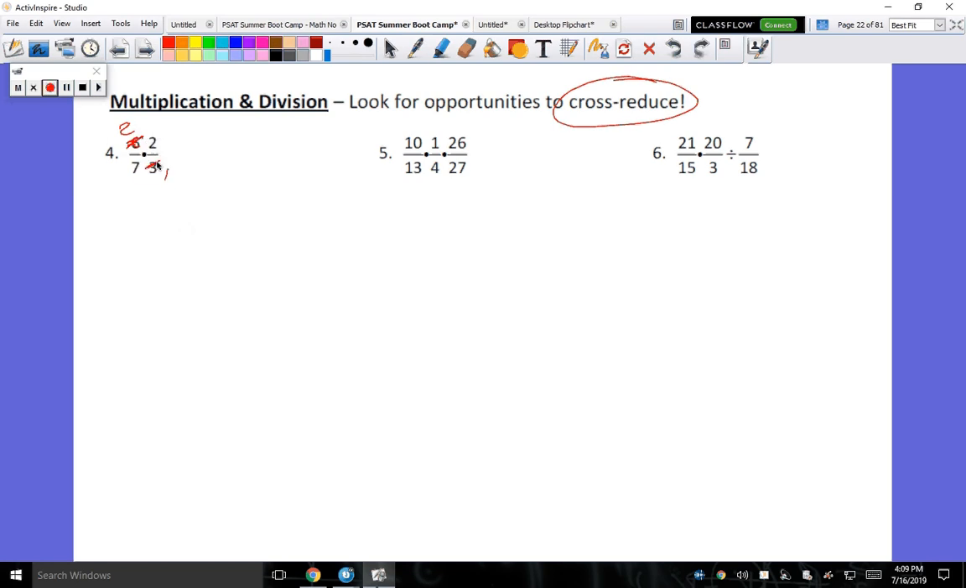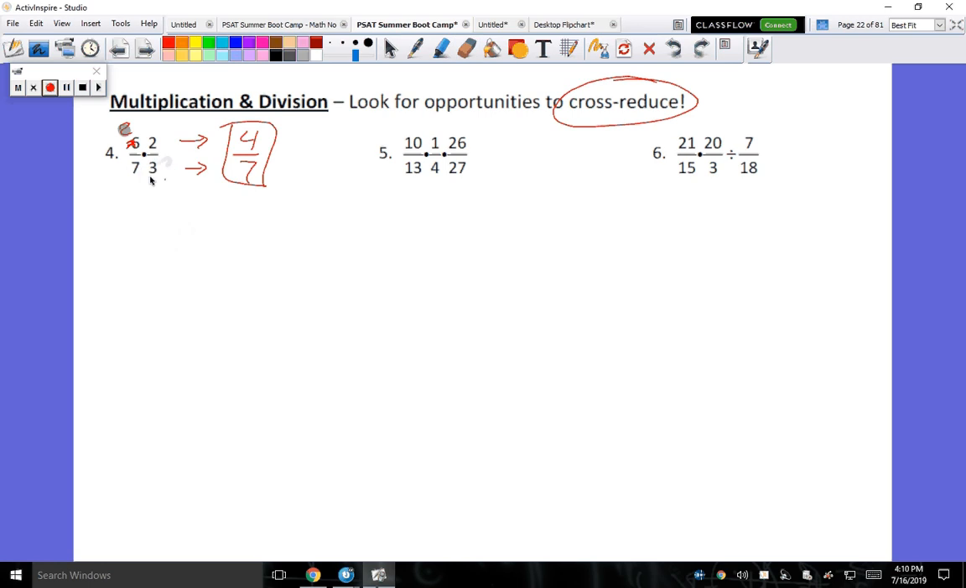So now I have, whoops, I didn't want that. Now I have 4 numbers. I have a 2, 2, 7, and 1. Can anything else reduce from top and bottom? No. Now is when you multiply straight across to get 4 and straight across to get 7. So that you get 4 sevenths.